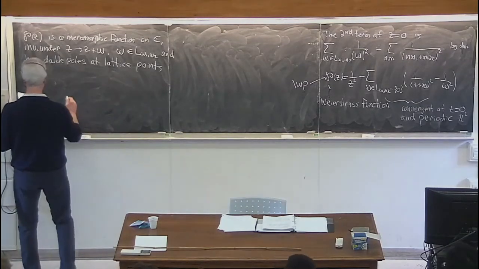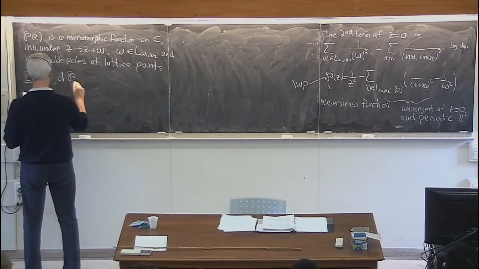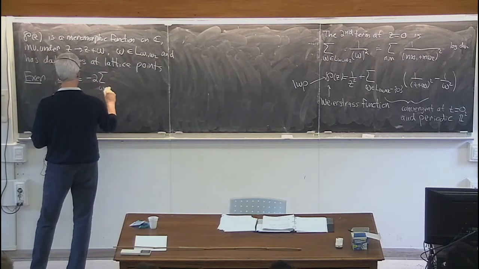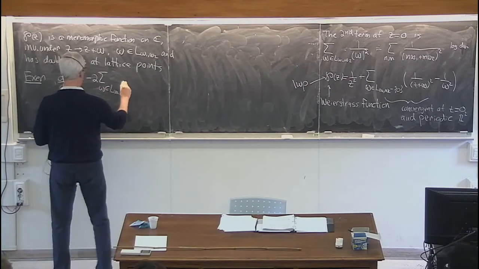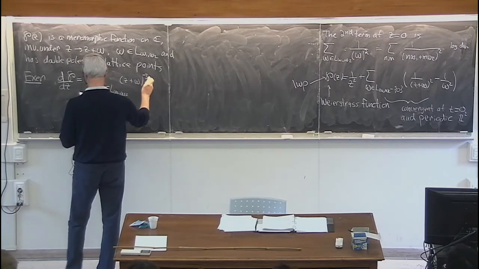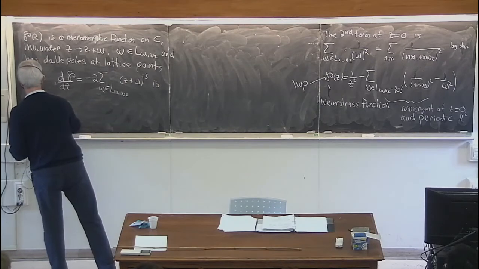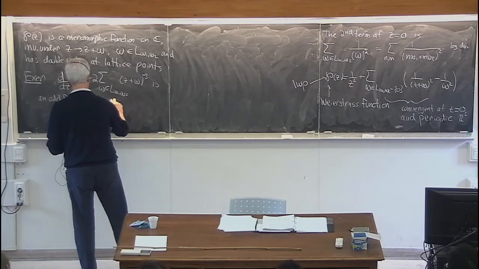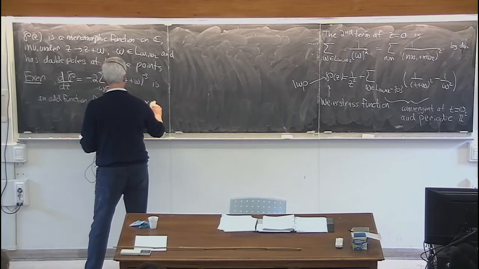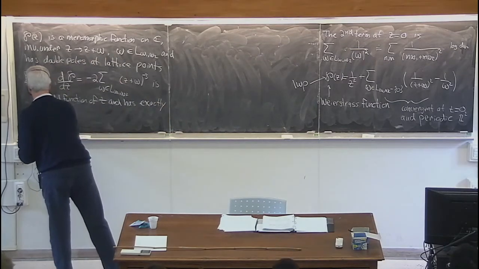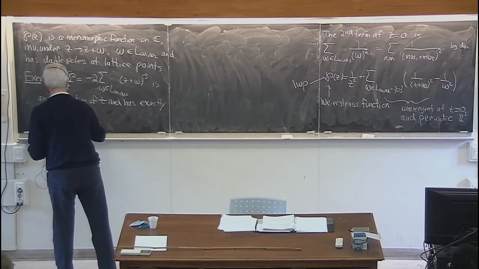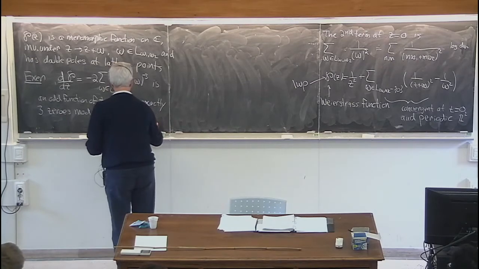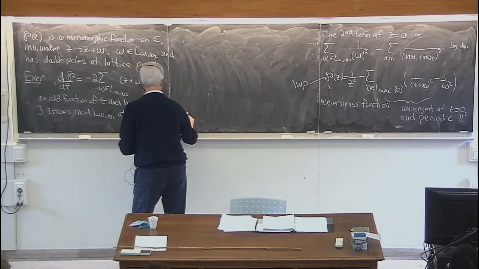Okay. So nonetheless, that doesn't stop me from asking you a question, which is the following. An exercise is to show that the derivative of this with respect to z is an odd function of z and that it has exactly three zeros mod this lattice at z equals omega 1 over 2, omega 2 over 2, and (omega 1 plus omega 2) over 2.